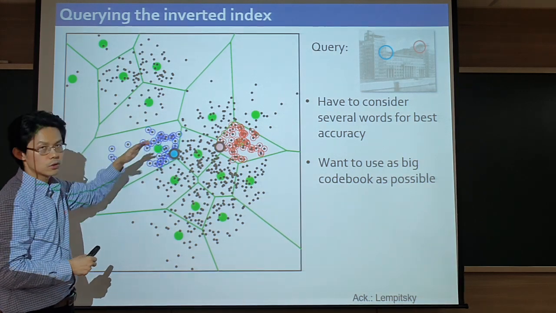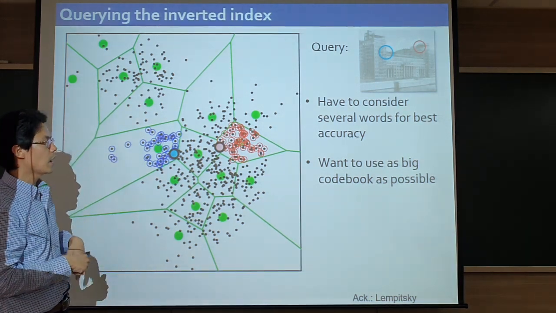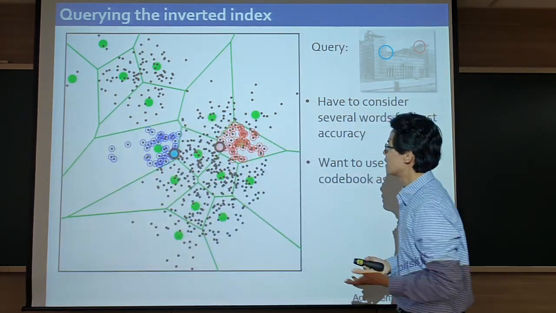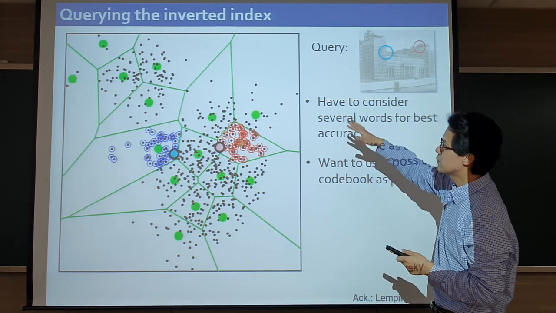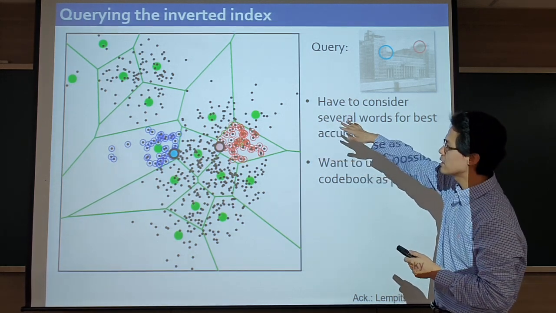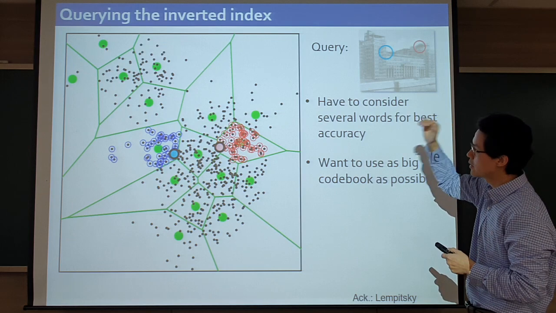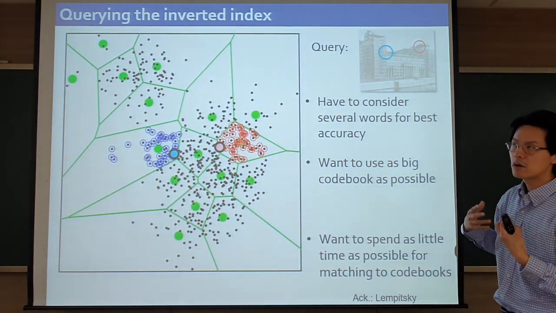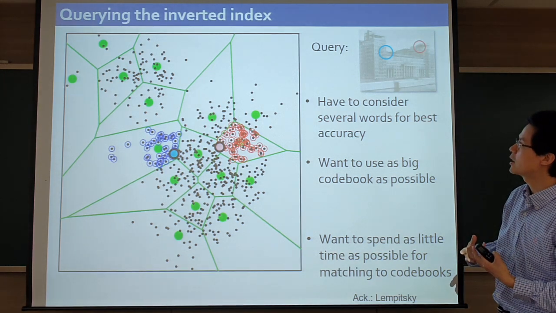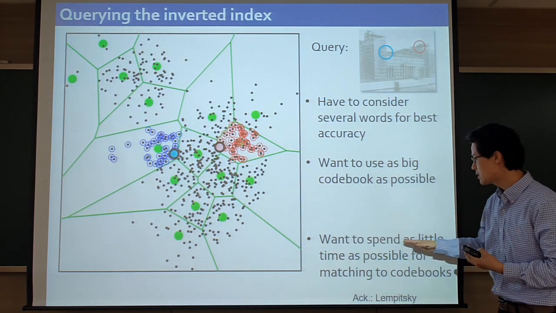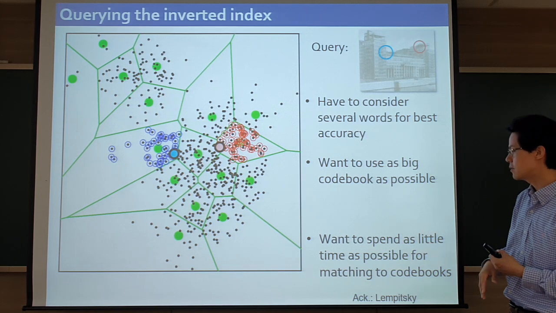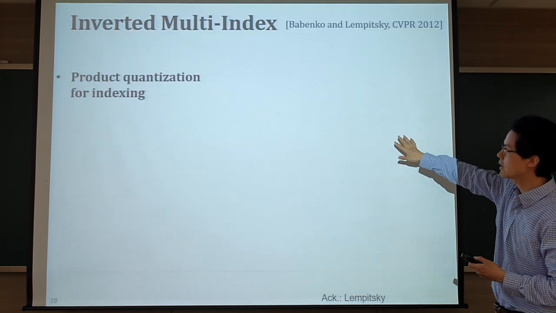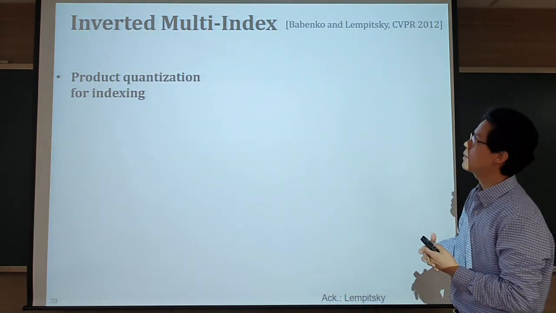We want to use many clusters to lower this quantization effect, right? But as we consider more clusters for building the codebook, and for identifying the nearest neighbor, the visual word, it takes a lot of time. Another requirement for image search is that we want to spend as little time as possible on this process, right? So you can see there is some conflict, so we need to think about some other approach.